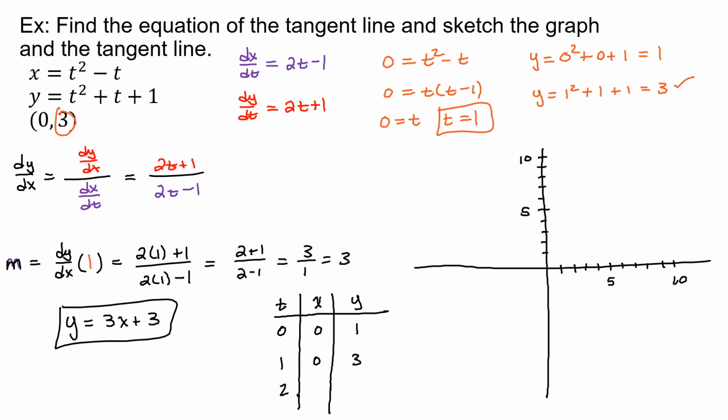I already know that from the point that was given to me. If I plug in 2, 2 squared is 4 minus 2 would give me 2. If I plugged in 2 into the y, 2 squared is 4 plus 2 is 6 plus 1 is 7. So at 2, I am at 7. So I have the point 0, 1, 0, 3, 2, 7. Oops, right there.